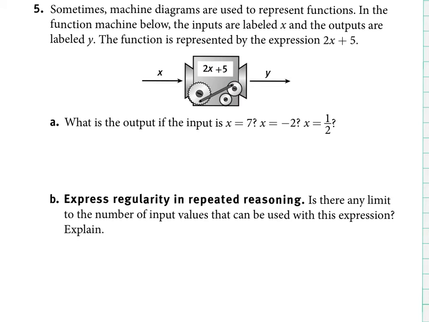So A says, what is the input if x is equal to 7? So if we take 7 and we input it into the machine and put 7 in for x, what are we going to get? Let me change different colors here. So when we input 7, we're going to input 7 first. So you have 2 times 7 plus 5. Well, 2 times 7 is 14. 14 plus 5 is 19.